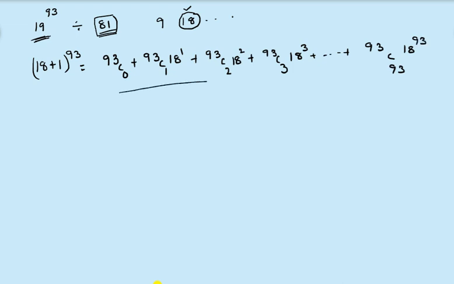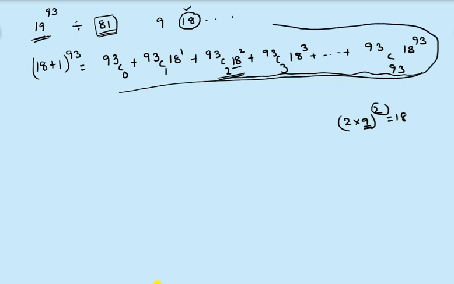Sir, why did you express it in terms of 18? Just check from here onwards. 18 square means 2 into 9, whole square. That means 9 square is 81, or not? That means from here onwards, in every term there is an involvement of 81. So we can write that as 1 plus 93 into 18 plus 81 lambda.